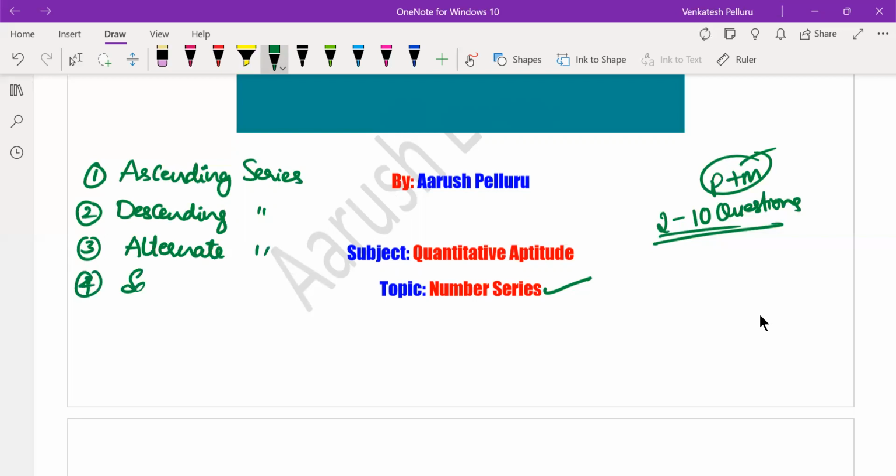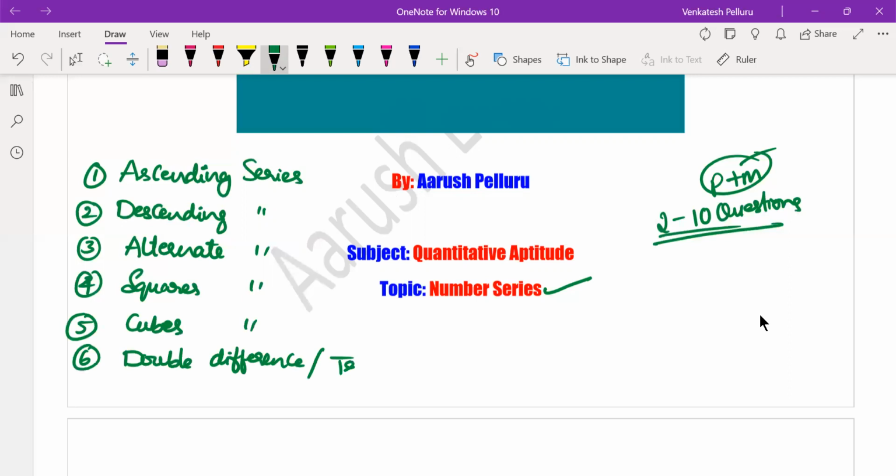And the fourth one is the number series of squares, the square values of numbers from 1 to 100, or generally it will be in the range of 30 only. Maximum they might go up to 50 in certain cases. Okay. Then the cube number series based on the cube values of the numbers. Then double difference and triple difference series. You will not understand what they are actually until and unless we go through a number of examples. So that we'll be doing in different lectures. Okay. So we won't be doing the entire number series in one video.